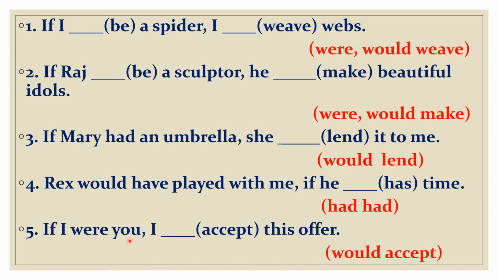Then, if I were you, I dash accept this offer. Same pattern. We saw the first and second, the same pattern we have to follow here also. If I were you, I would accept. Would plus base form of verb.